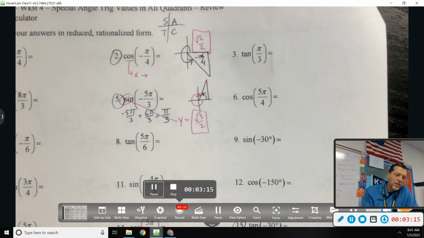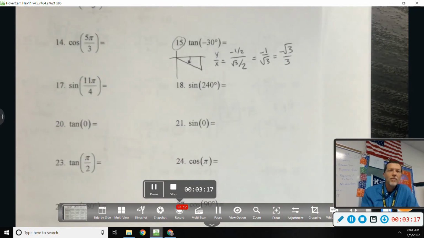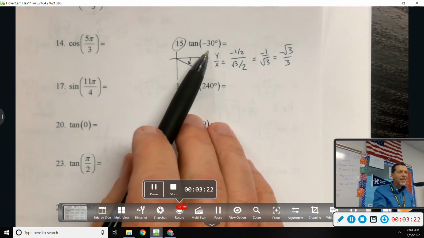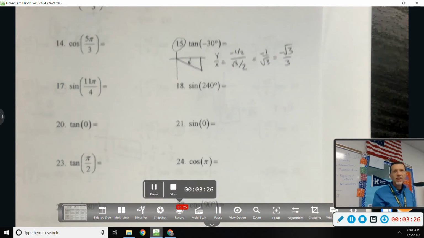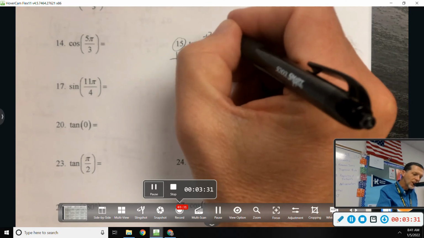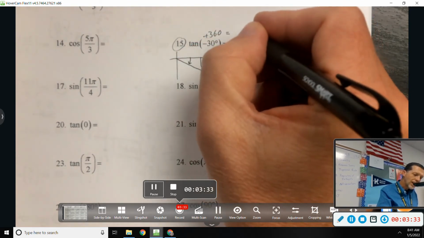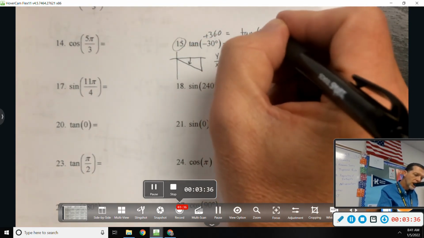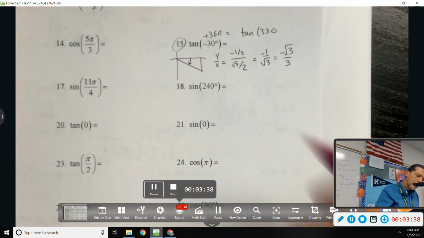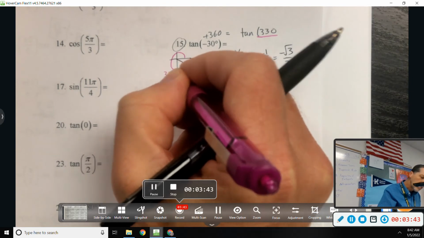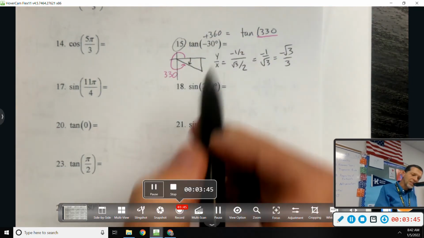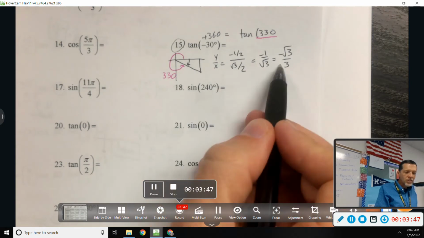Yes, maybe I should have done that as well. But on 15, I think most people land on: I can go backwards 30, I can go backwards 60. I don't want to go backwards 240 because I get confused. But if you don't want to go backwards at all, ever, that's fine. You can add 360, and that gets you to 330. So 330 would be going this way to get there. But you still land at the same spot. You still land at this shallow angle in the fourth quadrant, so your tangent's going to be the same.